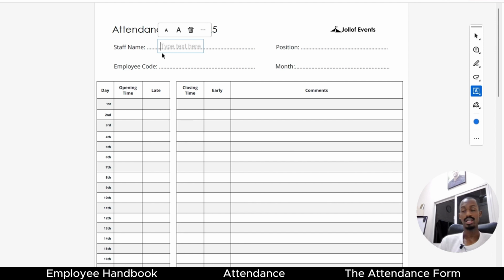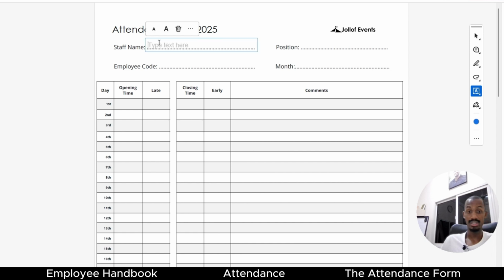I think in most organizations when you go, you just sign in and sign out. And now with the help of technology, most companies have a thumb scanner where you sign in with an electronic system. Hopefully at Jollof Events we will adopt that, but for now we are using the manual system, where when you walk into work, you sign in, and when you are leaving, you sign out to indicate your presence or absence. The attendance form is usually provided to every staff. Every staff will have a new attendance form each month.